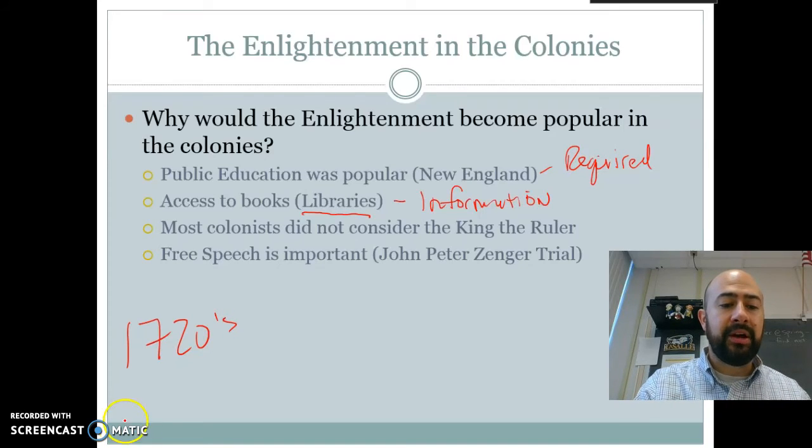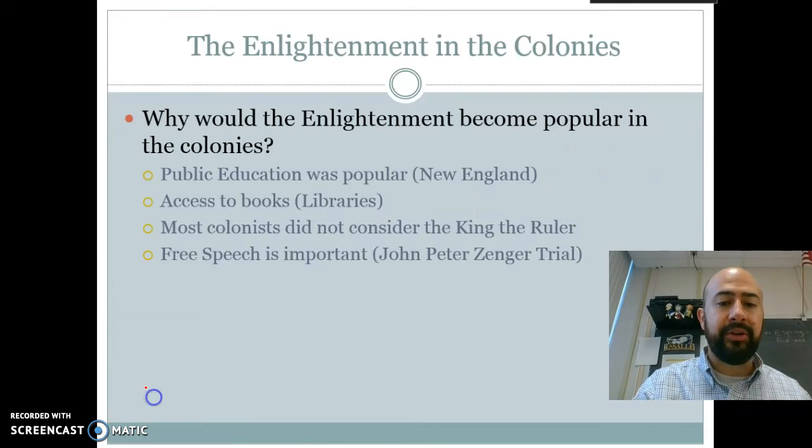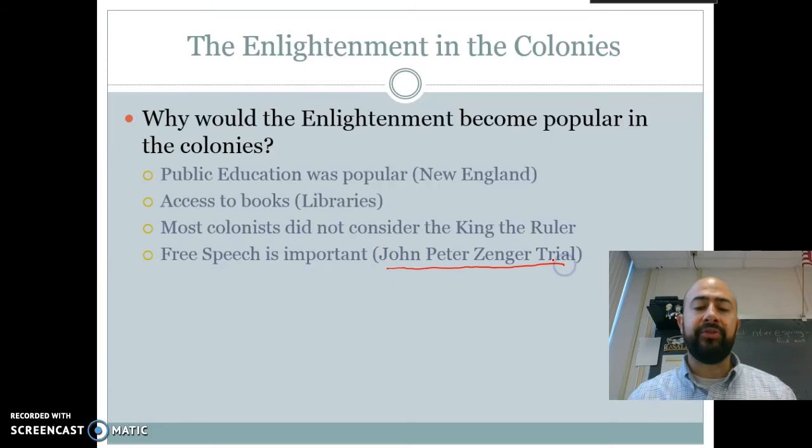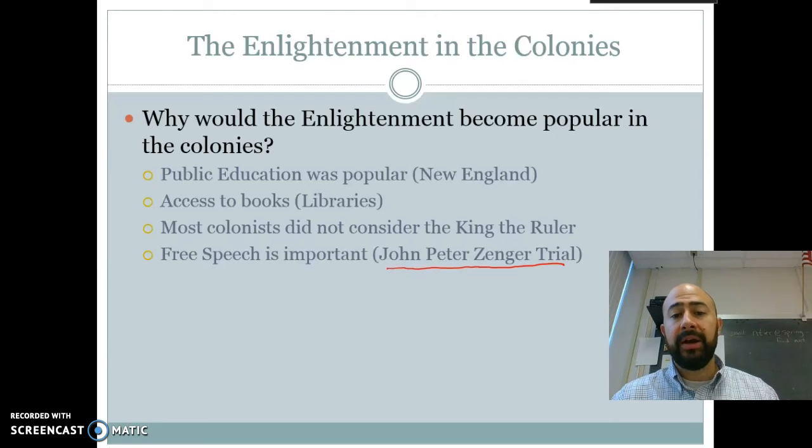And finally, there was a case in New York called the John Peter Zenger trial about free speech. John Peter Zenger questioned some of the actions of the New York royal governor in a newspaper. And the royal governor had John Peter Zenger arrested. And they held a trial because English law requires that before you're sentenced to prison or death or whatever. And in the trial, John Peter Zenger said, look, I didn't print anything that was false. I just simply disagreed with what the royal governor was doing. And he said that as an Englishman, I should have the right to free speech.